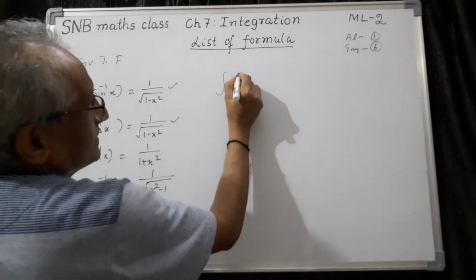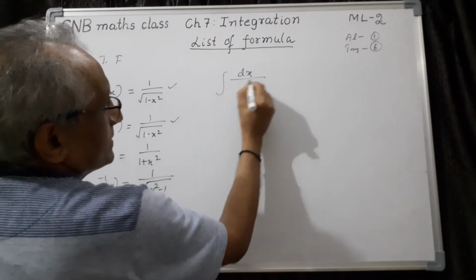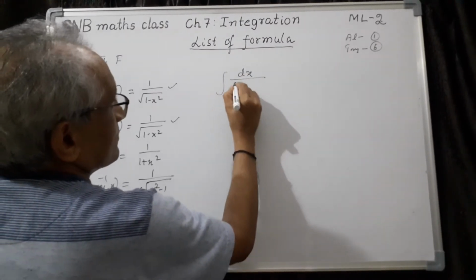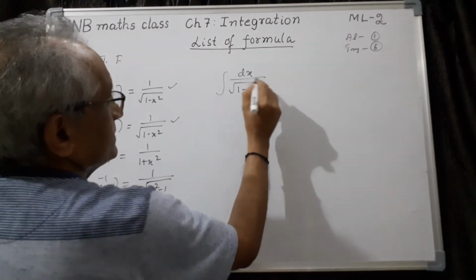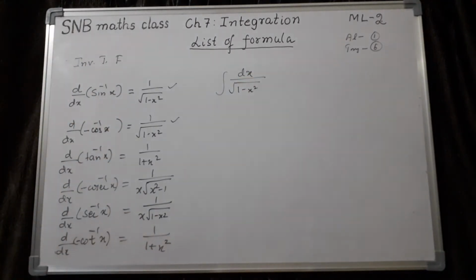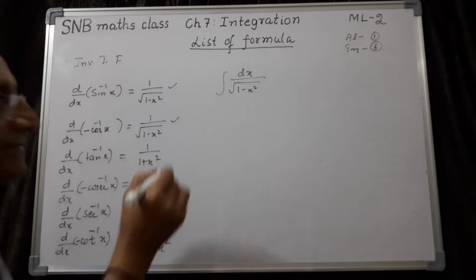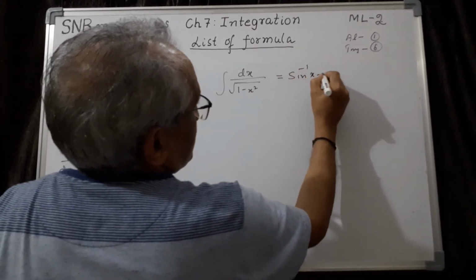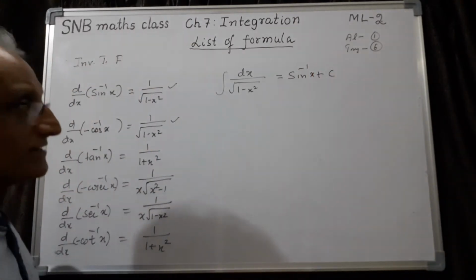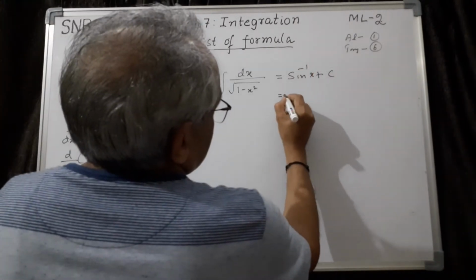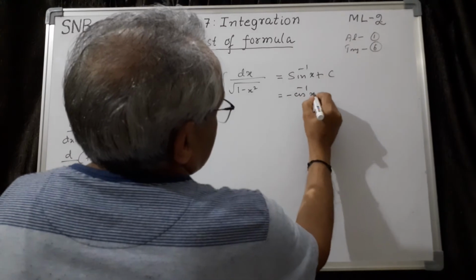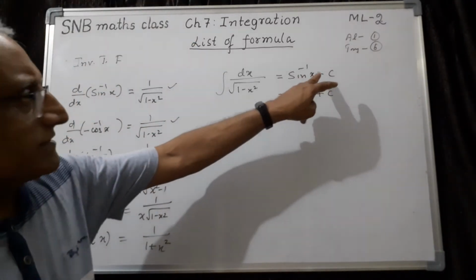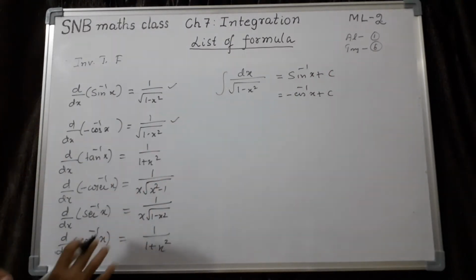What is the integration of dx by square root of 1 minus x square? So which formula will you take? Actually you can take this equal to sine inverse x plus c, this is correct, or you can also write this as minus cos inverse x plus c, both are one and the same. It is better you remember this one. So this is the first one.